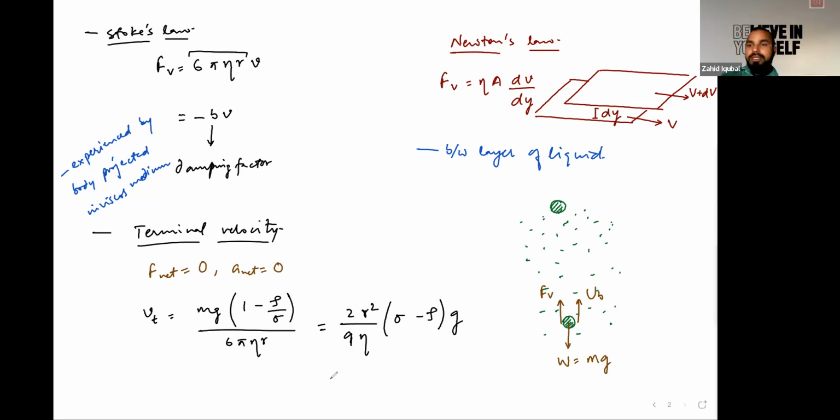There will be a question on combination of raindrops. V2 will be equal to n to the power 2 by 3 times V1. Let's say we have n number of initial raindrops falling downward at some velocity V1. If they combine to form a single drop having velocity V2, what will be the relation between V1 and V2? So this will be the relation.